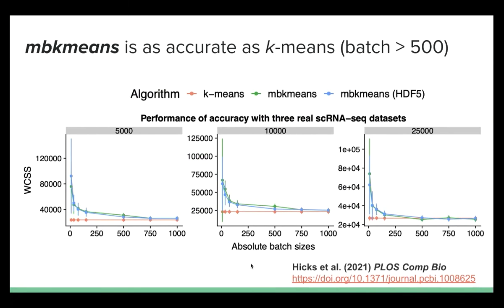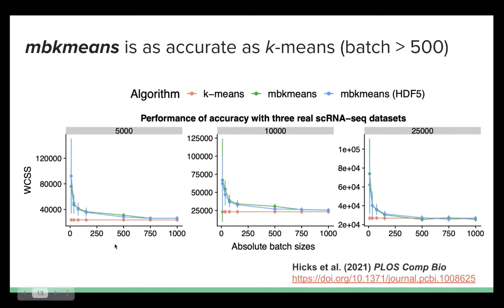So I introduced the concept of mini batches in an earlier set of slides, and here I'm showing you absolute batch sizes, ranging from 250 to 500 to 750 to 1,000. So these are the number of cells that I'm loading into memory at any point of the algorithm. And I'm showing you this for data sets of 5,000, 10,000, and 25,000 going from left to right. On the y-axis, I'm showing you the within cluster sum of squares criterion, which is classically used to measure accuracy.